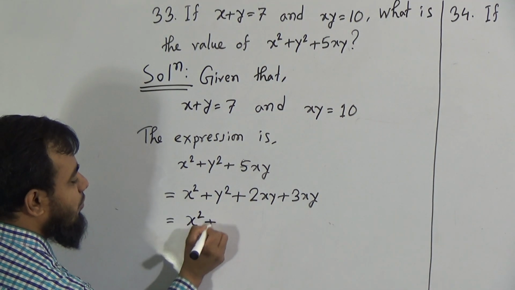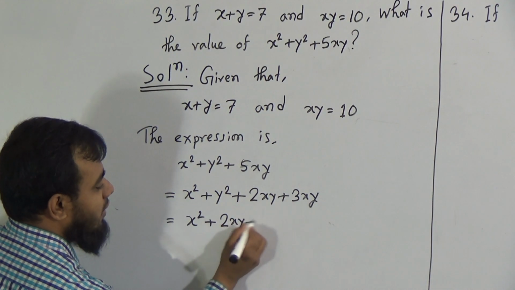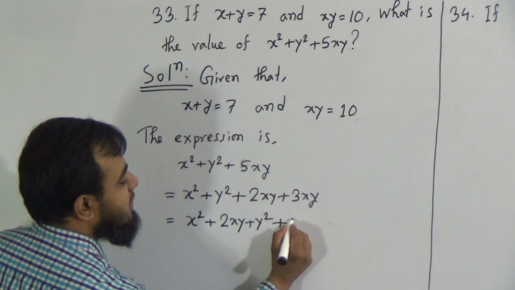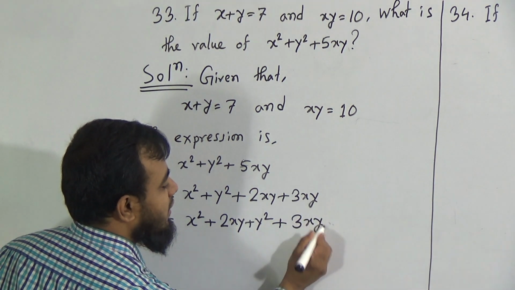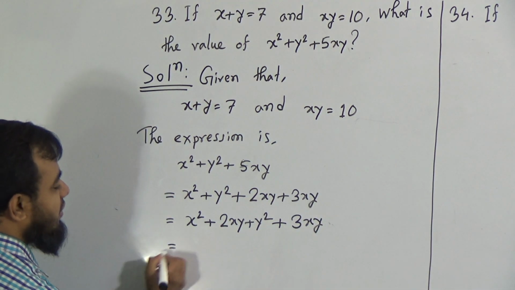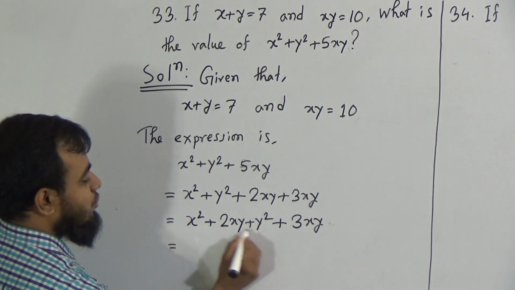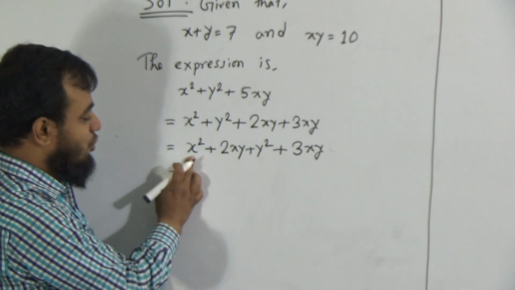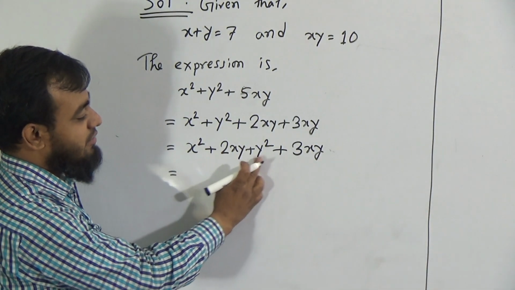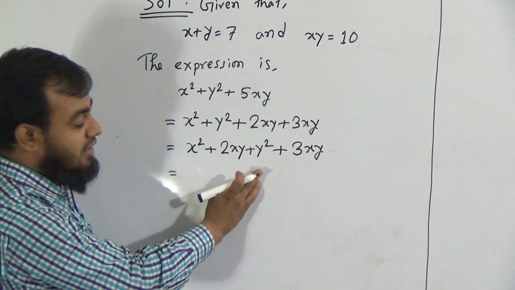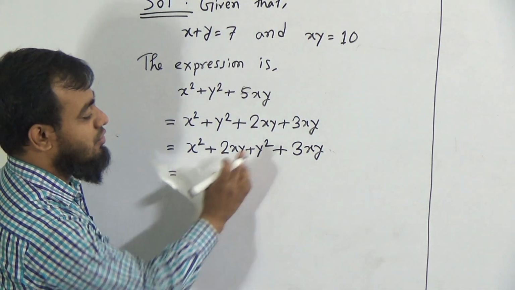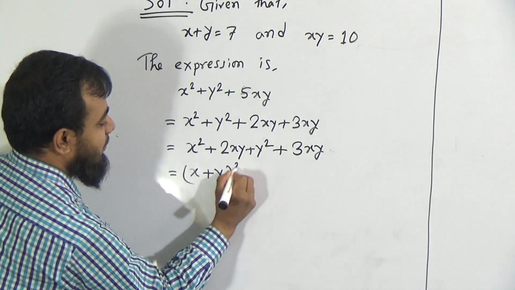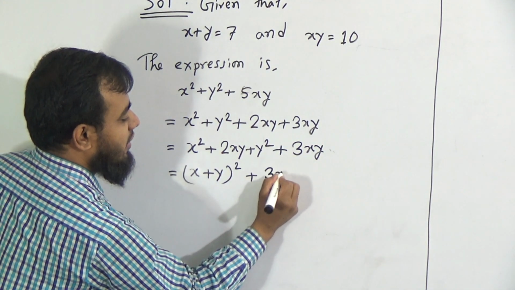Now rearrange this one. That means x square plus twice xy plus y square. We have this formula now. And this is extra, this thrice xy remains unchanged. Now my dear students, x square plus twice xy plus y square is equal to x plus y whole square. We know that a square plus twice ab plus b square is equal to a plus b whole square. Here a is equal to x and b is equal to y. That means we can write x plus y whole square, and plus thrice xy remains unchanged.